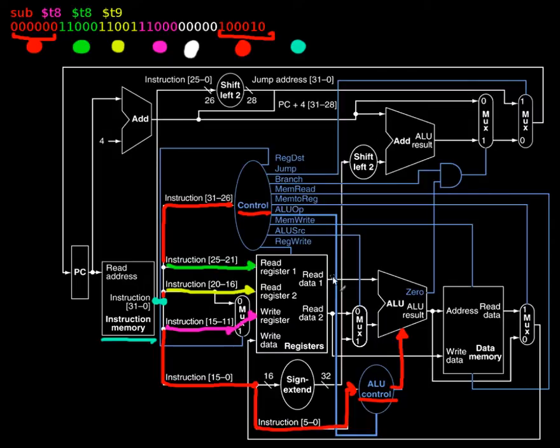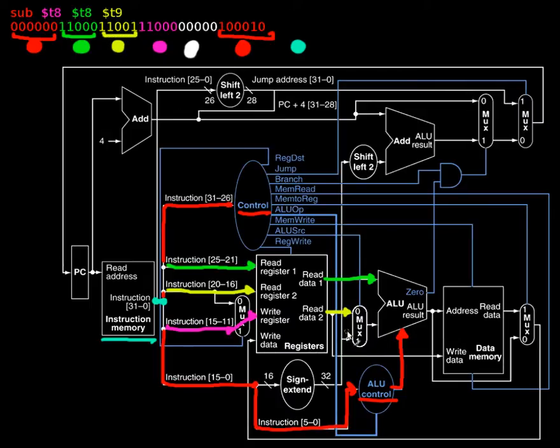We've got to follow these lines now to the ALU. As you might expect, the bits representing T8 get passed here. This is read data 1. Now this isn't passing 11000. This is actually passing the data in register 1, or register T8. Same thing here. The data in register 9 is getting passed.